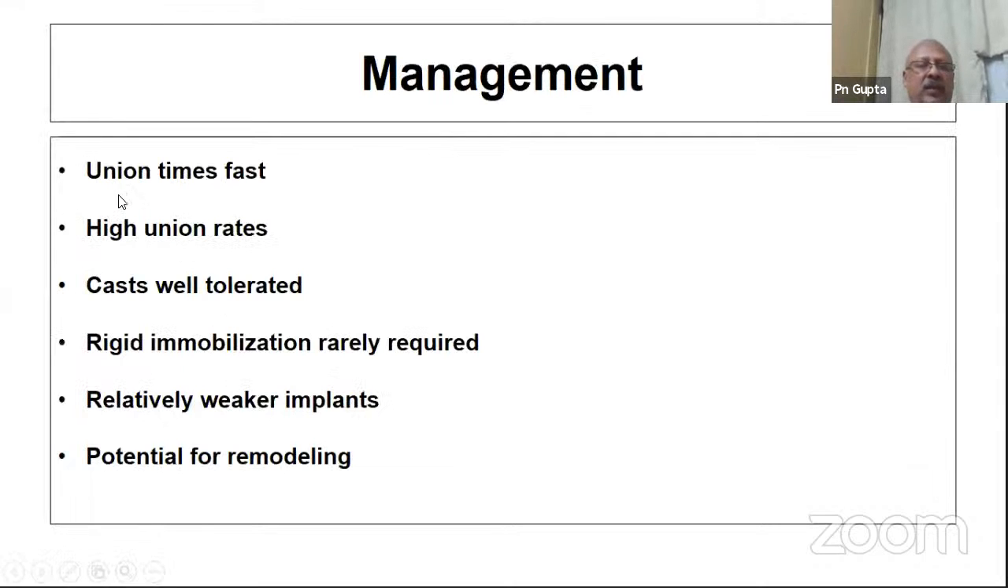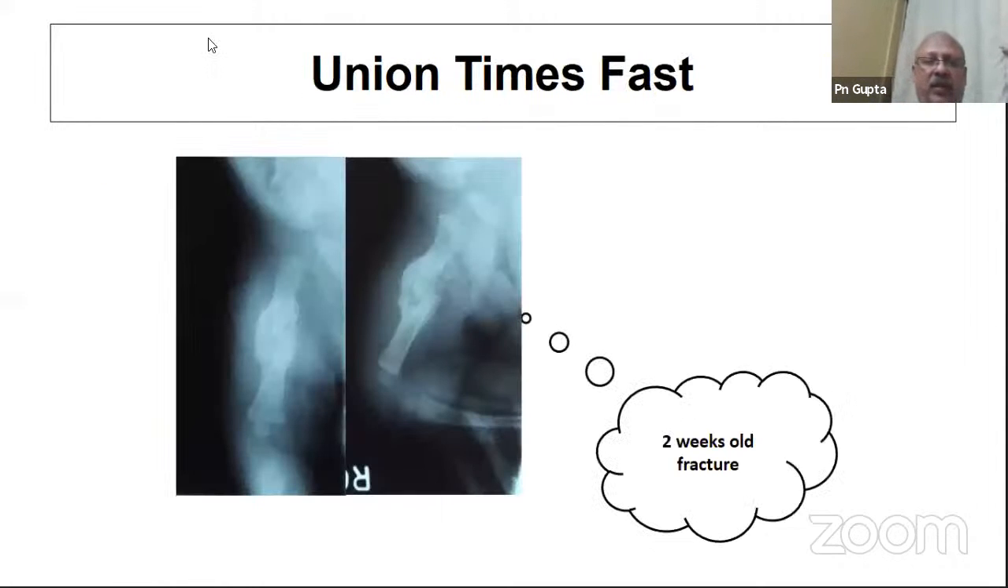So what are the differences in management? The union times are fast, union rates are high, casts are well tolerated, rigid immobilization is not required, rigid fixation is rarely required, and relatively weaker implants will do the trick. And even if it malunites, there is a potential for remodeling in some of the fractures.